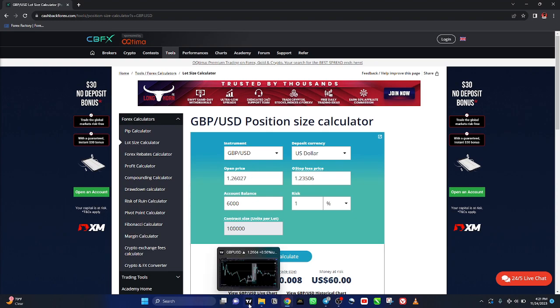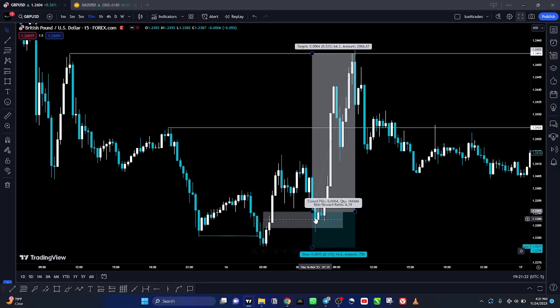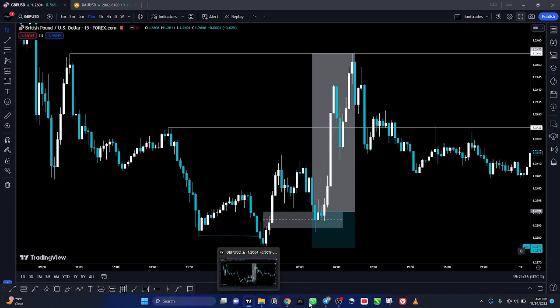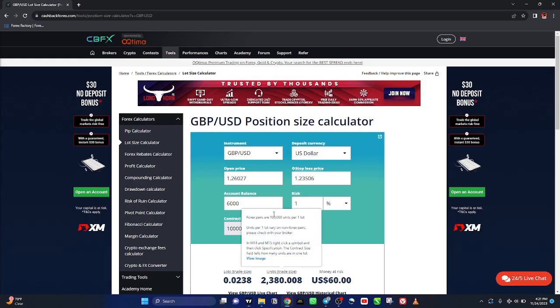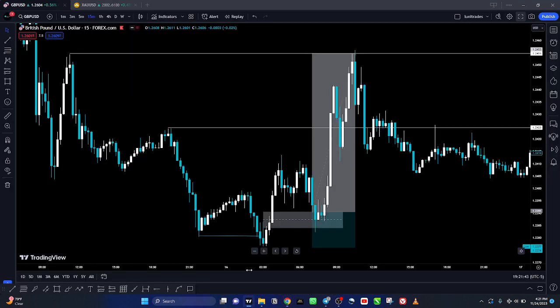So now we have what? This is what you can take now. Your entry point is what? 1.2391, right? So you go to your calculator, you put the opening price 1.2391. Then stop loss, let's check that. Stop loss is what? 1.2376.